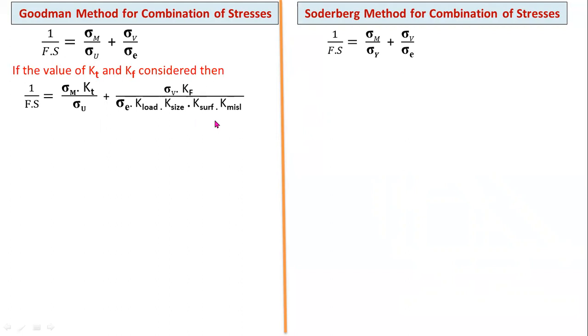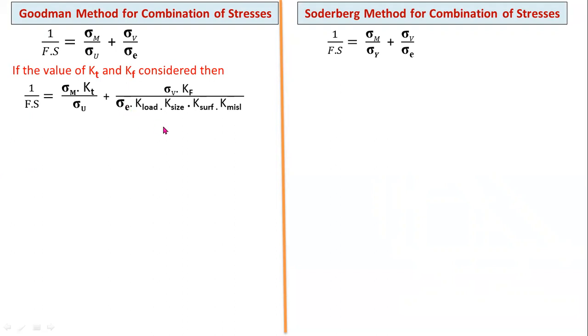Here you can observe Kt is the theoretical stress concentration factor, whereas Kf is the fatigue stress concentration factor. Sigma m is the mean stress, sigma v is the variable stress, sigma u is the ultimate tensile stress, and sigma e is the endurance limit or endurance strength.